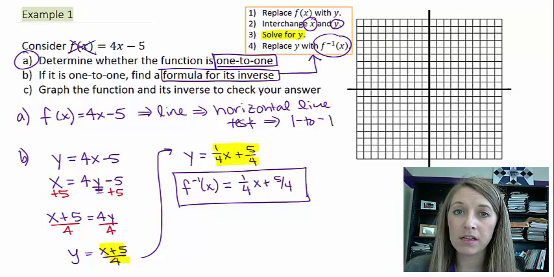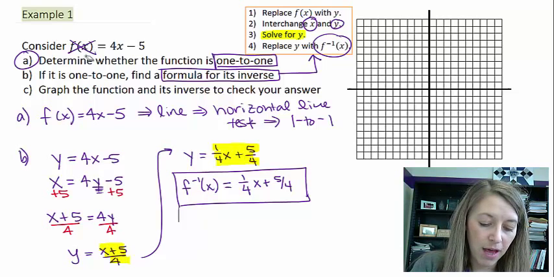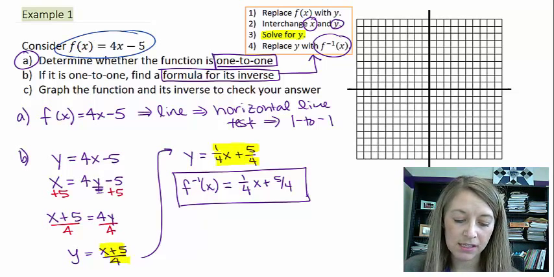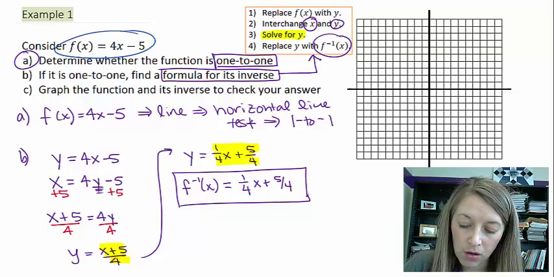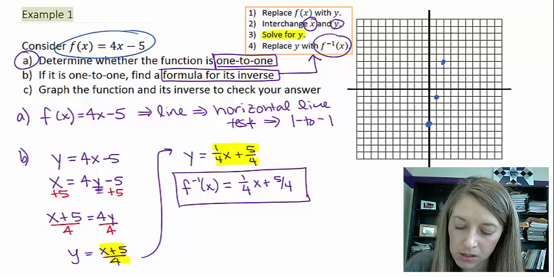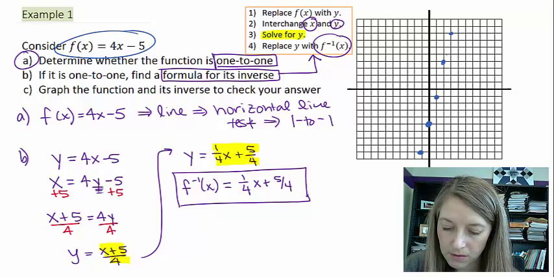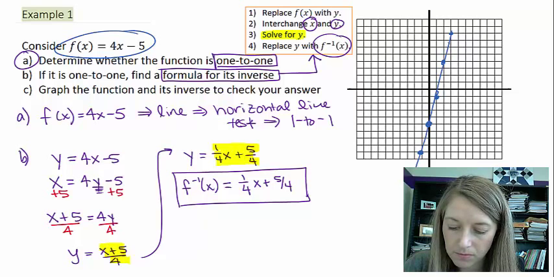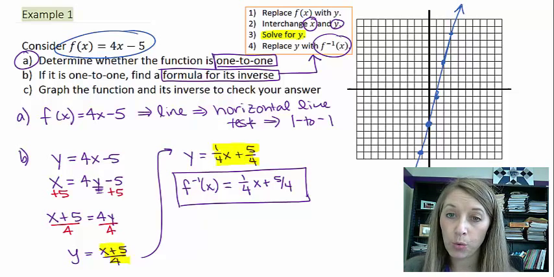And now let me graph these to prove that they are in fact inverses of each other. Let me graph my original one, my f of x, 4x minus 5, in blue. I know that my y-intercept is negative 5, and I know that my slope is 4. So that means I go up 4 over 1 unit, and I'm going to do that as much as I can on this grid, so it's more obvious when I graph these to see the inverse of each other. So there is my original function.